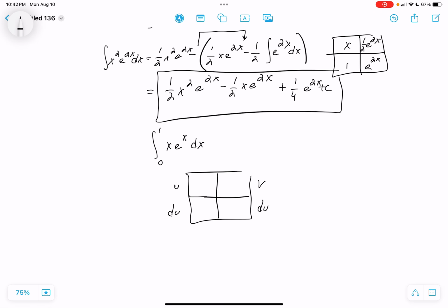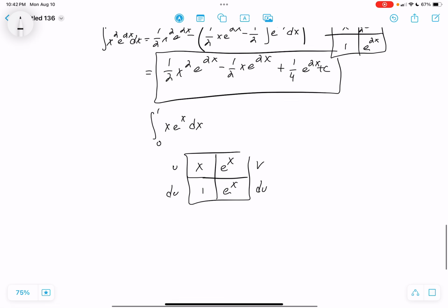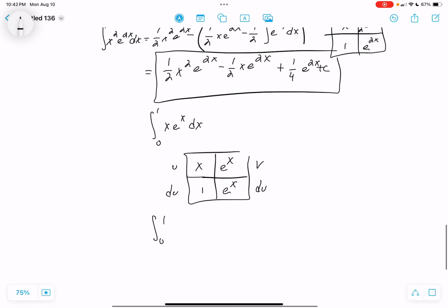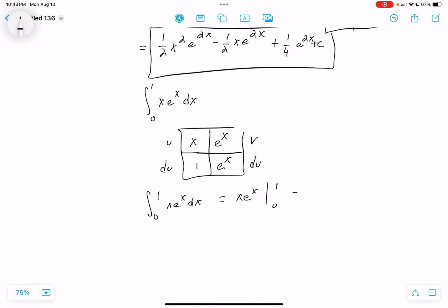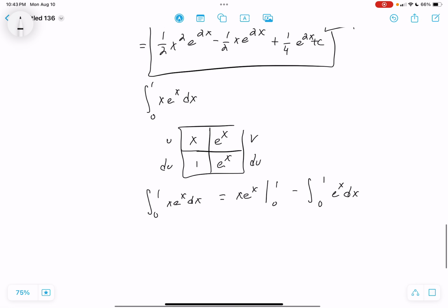I know my x is going to be my u. Here's e to the x. That's 1. That's e to the x. So I get the integral from 0 to 1 of x e to the x dx is equal to x e to the x. And you evaluate this from 0 to 1. And then you do minus the integral from 0 to 1 of e to the x dx. So you're just basically separating it. The uv gets the bounds, and the integral gets the bounds.